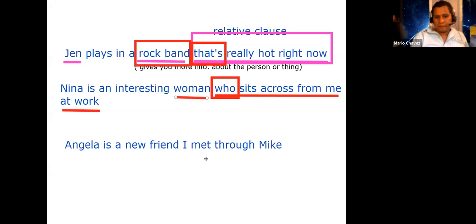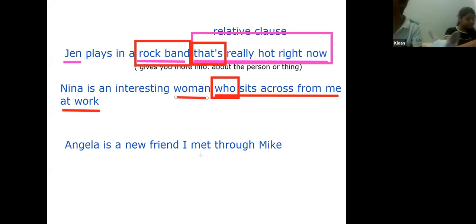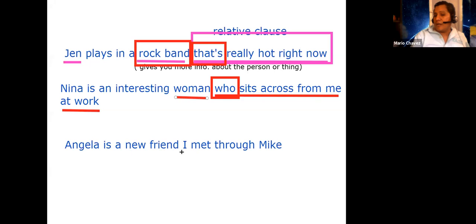And what about number 3? In number 3, what do you notice about number 3, guys? I met Mike. Exactly. Here, guys, here we have a relative pronoun, and here we don't have a relative pronoun. We have a personal pronoun. Angela is a new friend I met through Mike, and that's correct. Who I met through Mike? Well, Angela, my new friend.